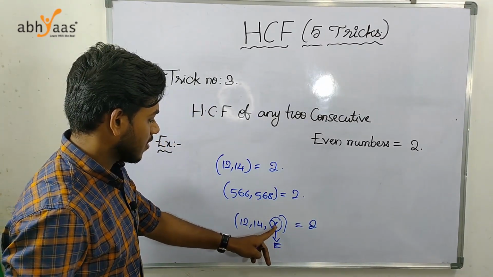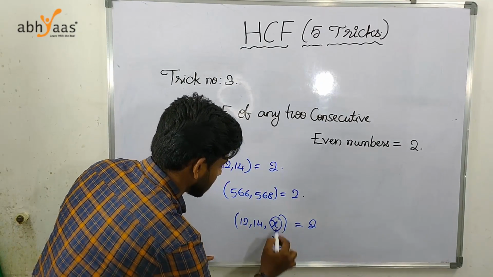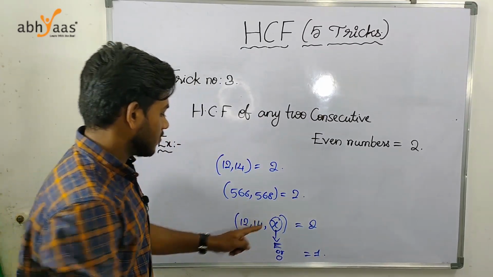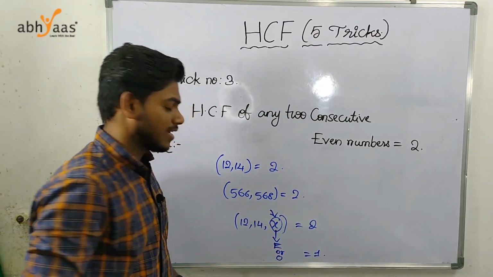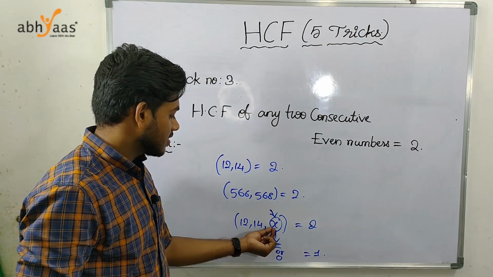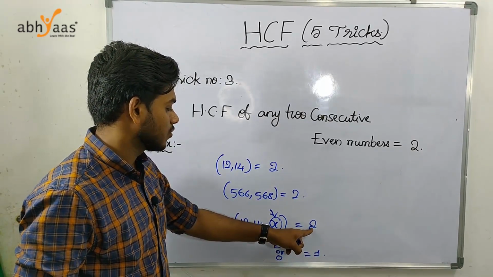If the HCF, this x is equal to an odd number. If this x is an odd number, then the HCF is equal to 1. So here, this x value is very important. We have two consecutive even numbers. One case, x can be an even number. If x is an even number, then the HCF is equal to 2.